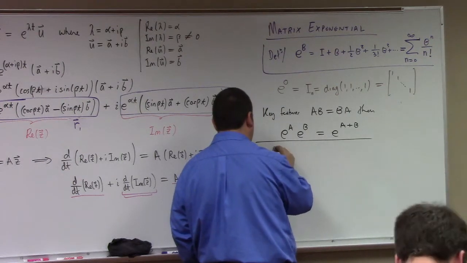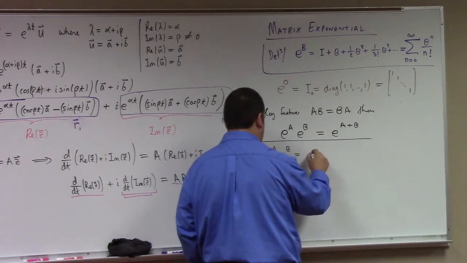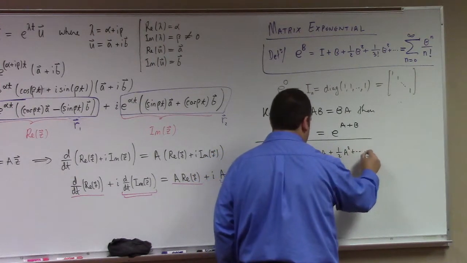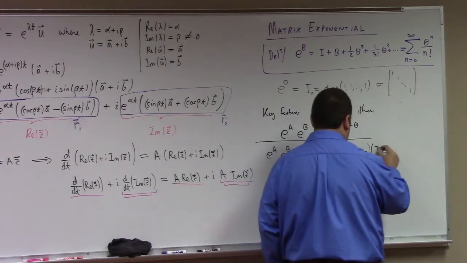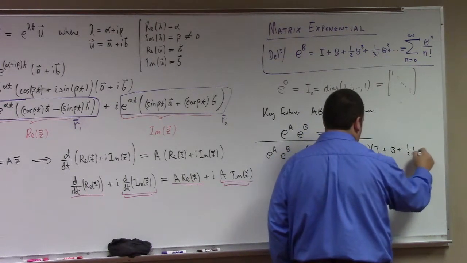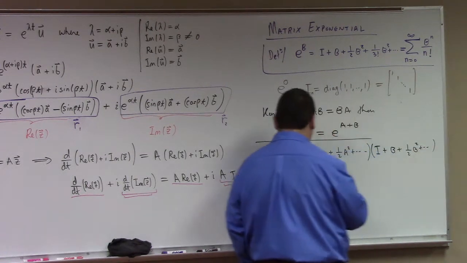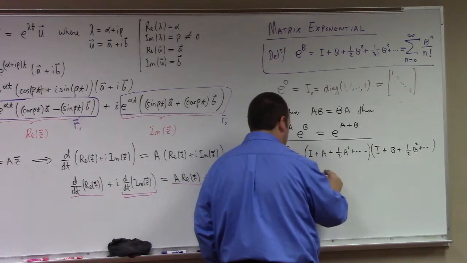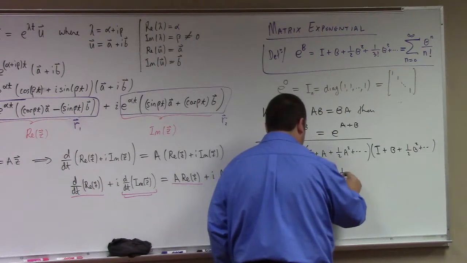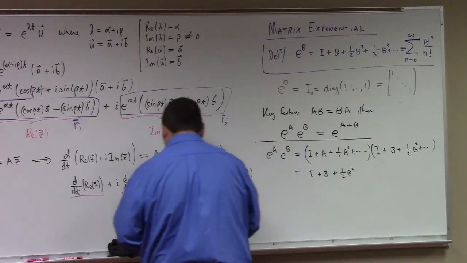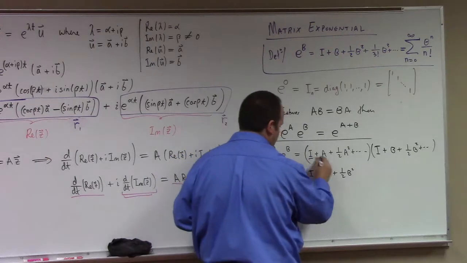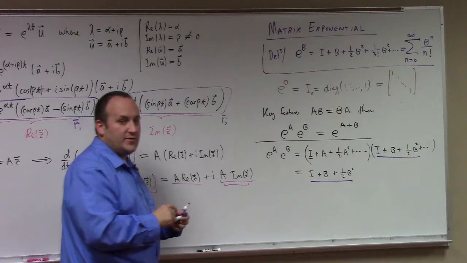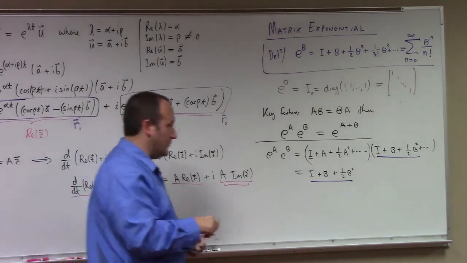How about it? e to the A times e to the B is what? I plus A plus 1/2 A squared plus dot dot dot, and here we've got I plus B plus 1/2 B squared plus dot dot dot. So let's multiply that out. I times I is I, times B is B. Then we got 1/2 B squared. So what I did so far was I just did I times that. I distributed, all right? And I'm only going to keep the quadratic order, just keep the quadratic order.